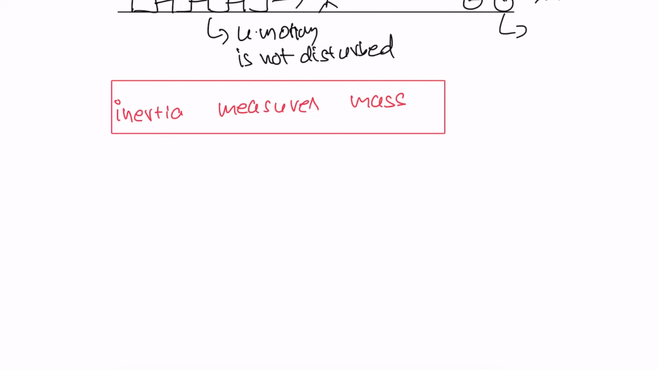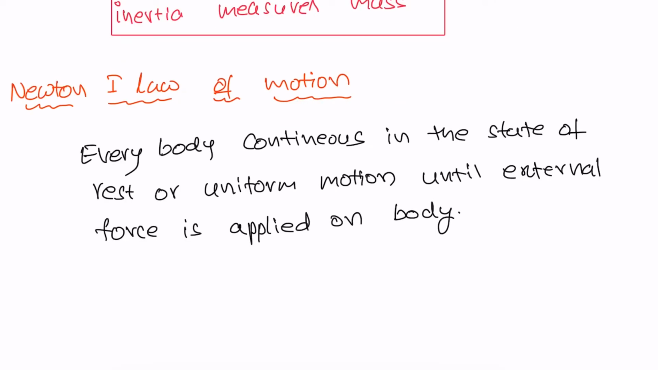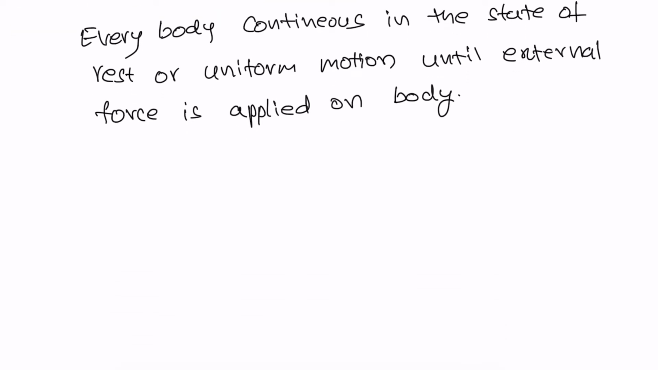On the concept of inertia, Newton derived Newton's first law. Every body continues in its state of rest or uniform motion until an external force is applied on the body. That means until a force is applied on the body, it is always said to be at rest or in uniform motion.